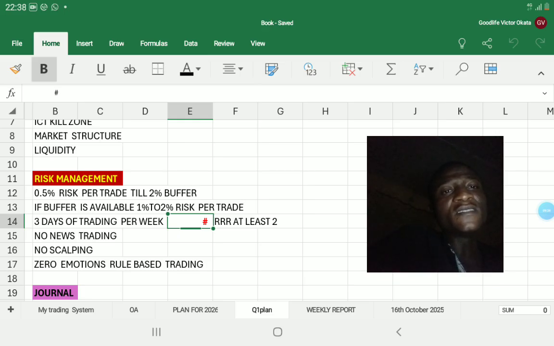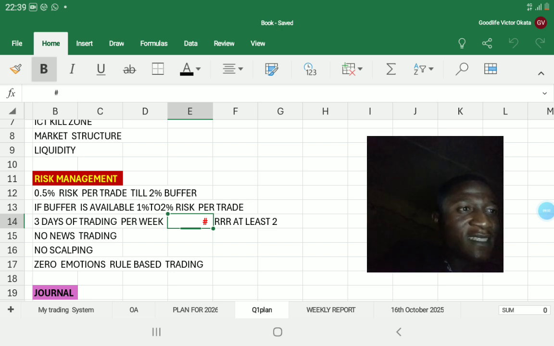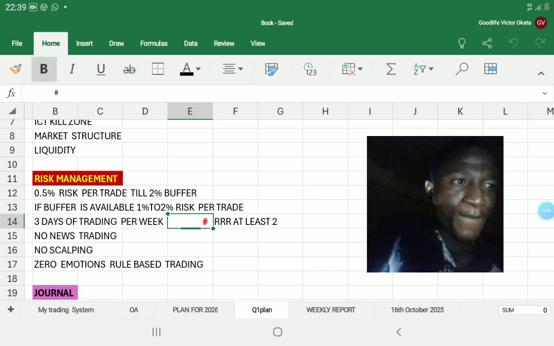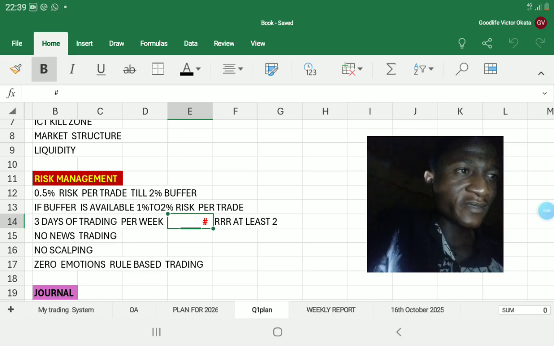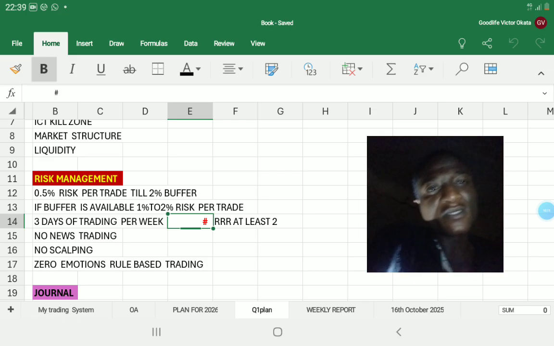Then 3 days of trading per week. Of course, last week we respected it, and that's why we were able to take only 3 trades, regardless of the opportunity the market gave us. The market gave us a whole lot of opportunity last week, but we only took 3. The reason was simple, just this rule: no news, no scalping, zero emotions.